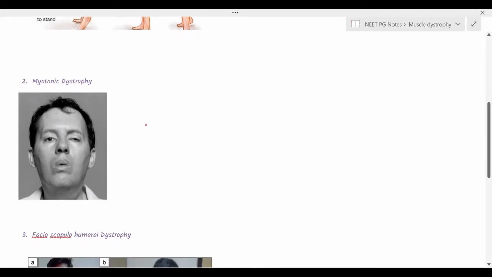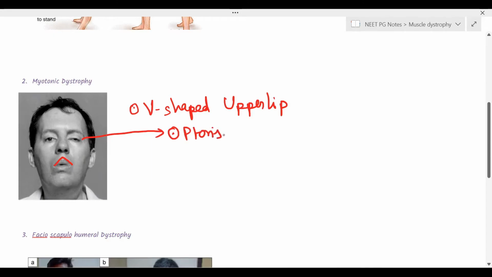In this patient, we'll be having a V-shaped upper lip. So the first finding is the V-shaped upper lip. Then we'll be having facial weakness. The whole of the face will be having facial weakness. So in this patient, we'll be having ptosis. The ptosis is evident here, right? So there is facial weakness.